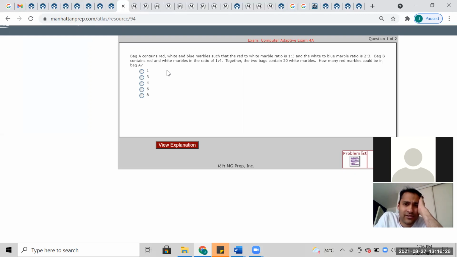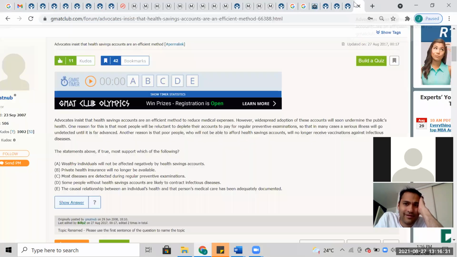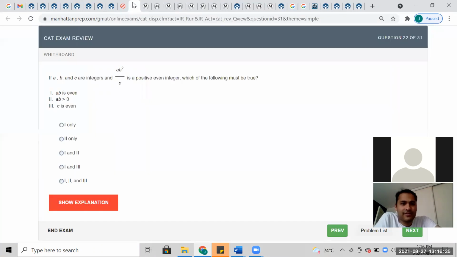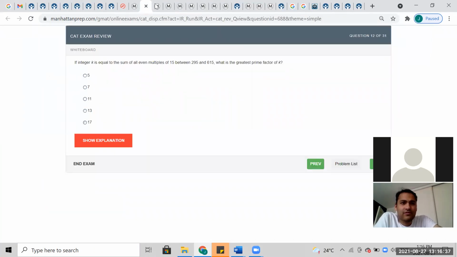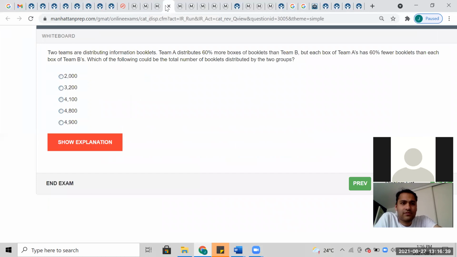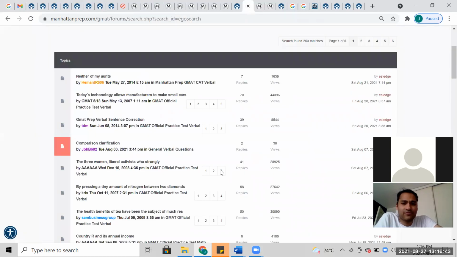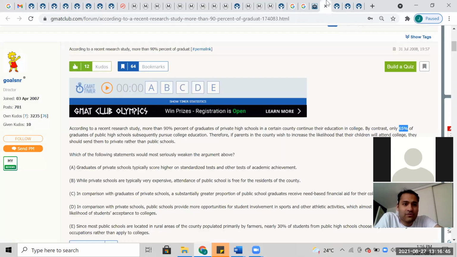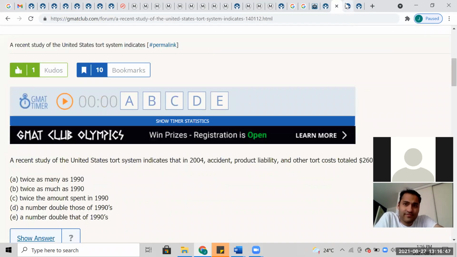This one, I was actually able to do it eventually, but I don't want to. This contains red, white, and blue marbles such that red to white. I could read it from there. You can just go back to the screen. No, I was able to do it. This one was a brutal one I got.